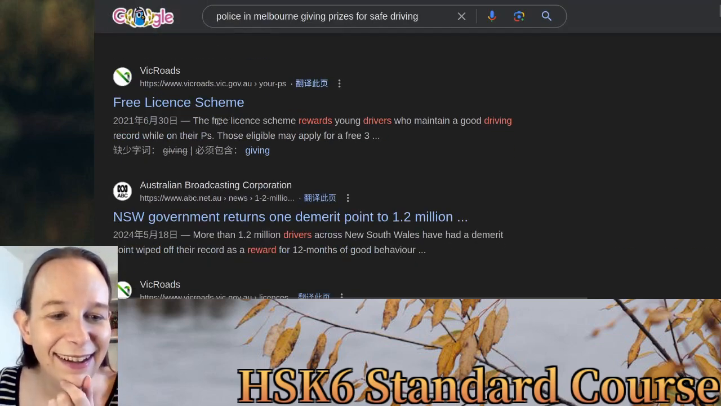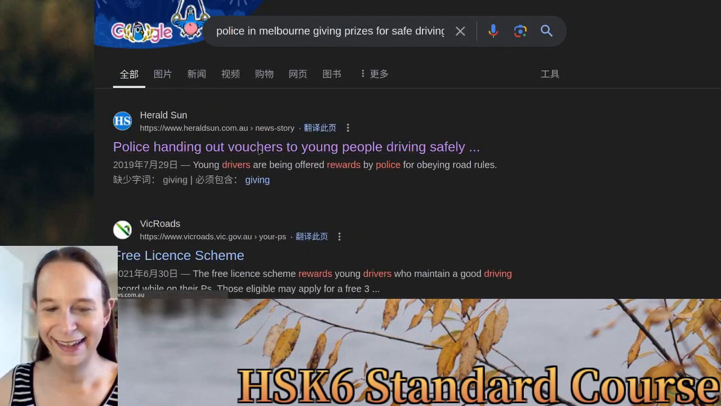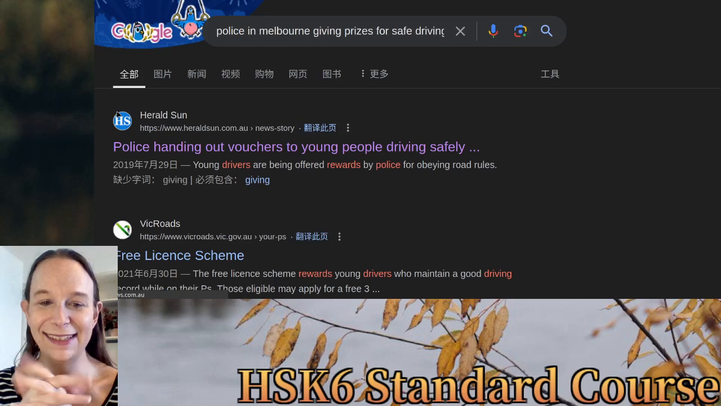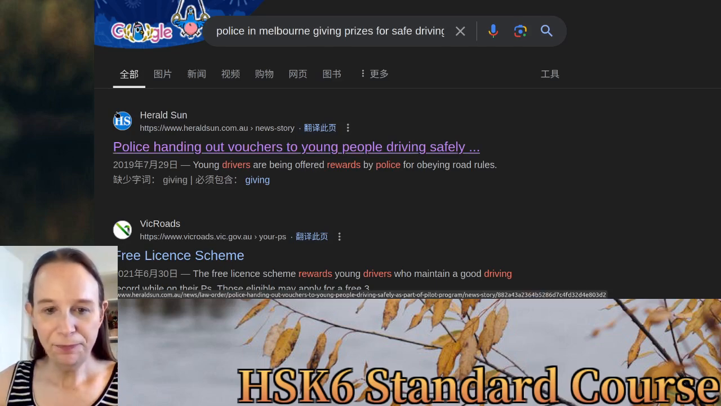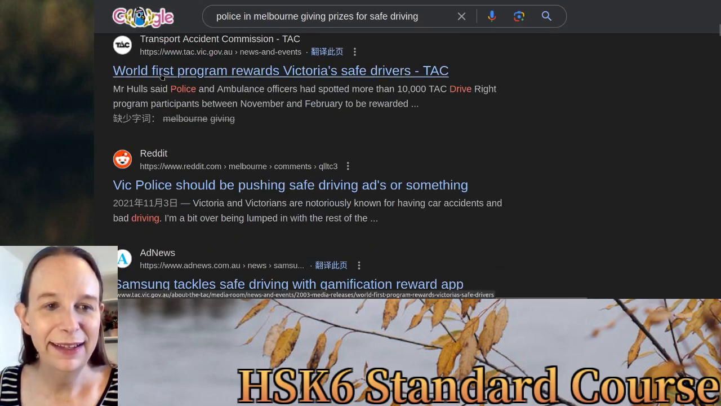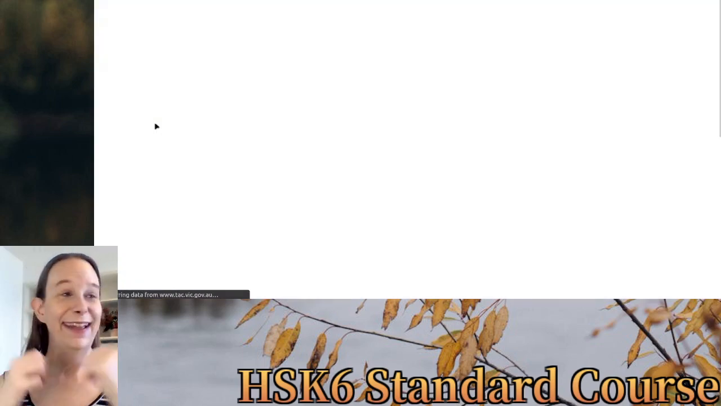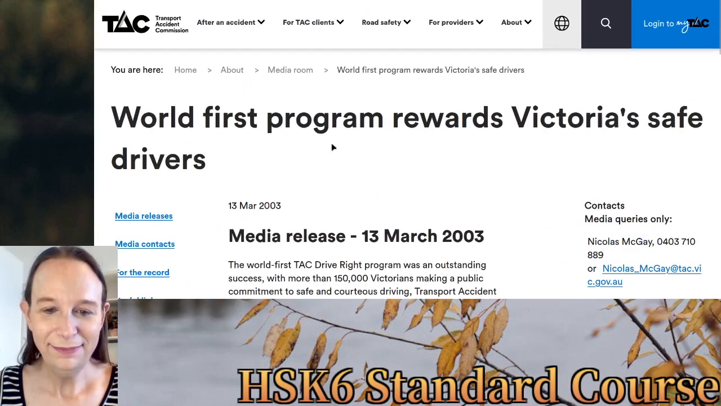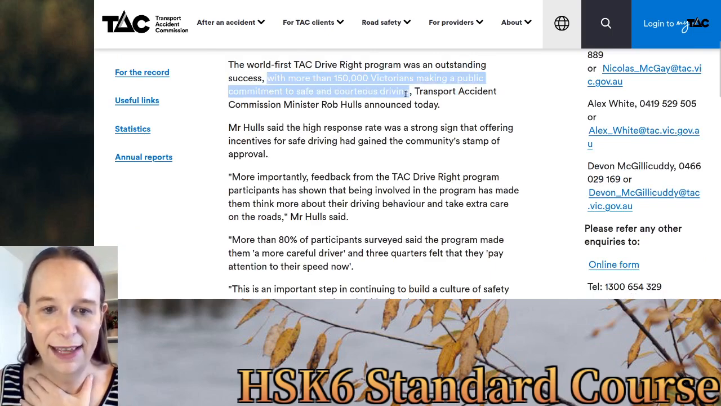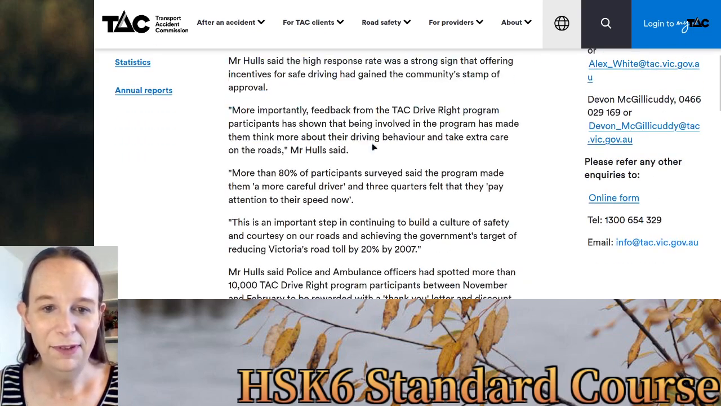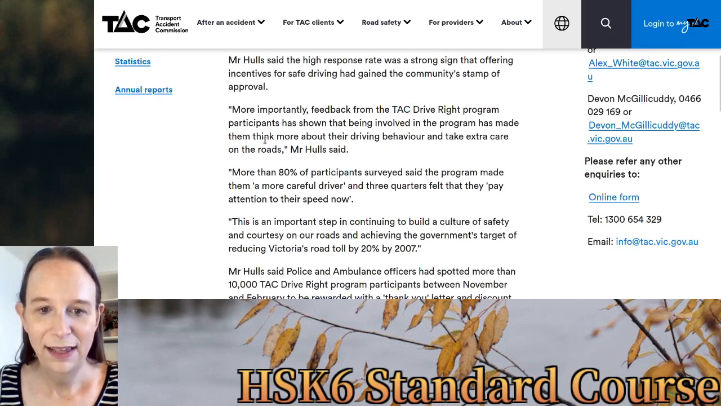Oh, all right. But they were like prizes. I feel like this is not a bad thing, but maybe if you were trying to get somewhere, it's like, oh no. But yeah, you got rewards for obeying road rules. Here we go: world's first program rewards drivers. It was like the police would pull you over and say, no, you haven't done anything wrong, here you go, have a gift. Drive right, for public commitment, safe and courteous driving. Most importantly, if it was the TAC, Traffic Accident Commission, if I remember correctly. It was a driver program, but yeah, take extra care.